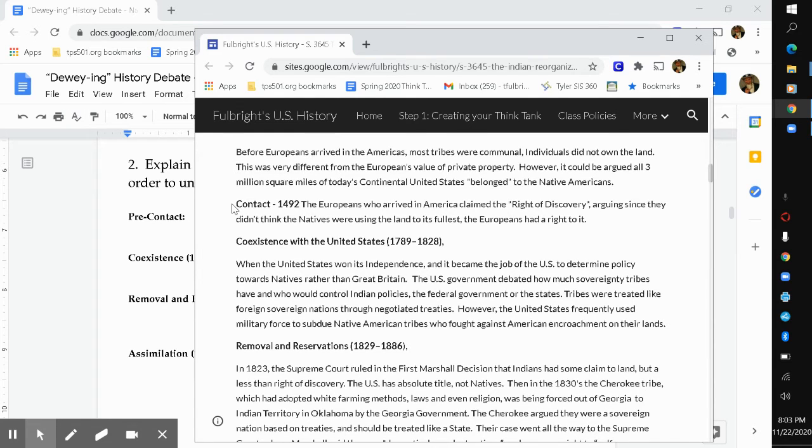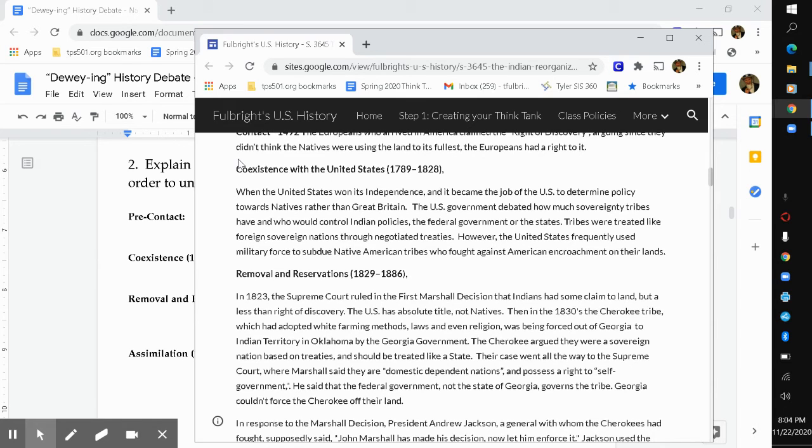1492, Europeans arrived in America, claimed the right of discovery, arguing since they didn't think the natives were using the land to the fullest, the Europeans had a right to take it. This would be the very ethnocentric white Europeans came over, thought that their idea of land ownership was better, I guess you'd say, than the natives. Therefore, since they put their flag on it, they thought it meant it was theirs.